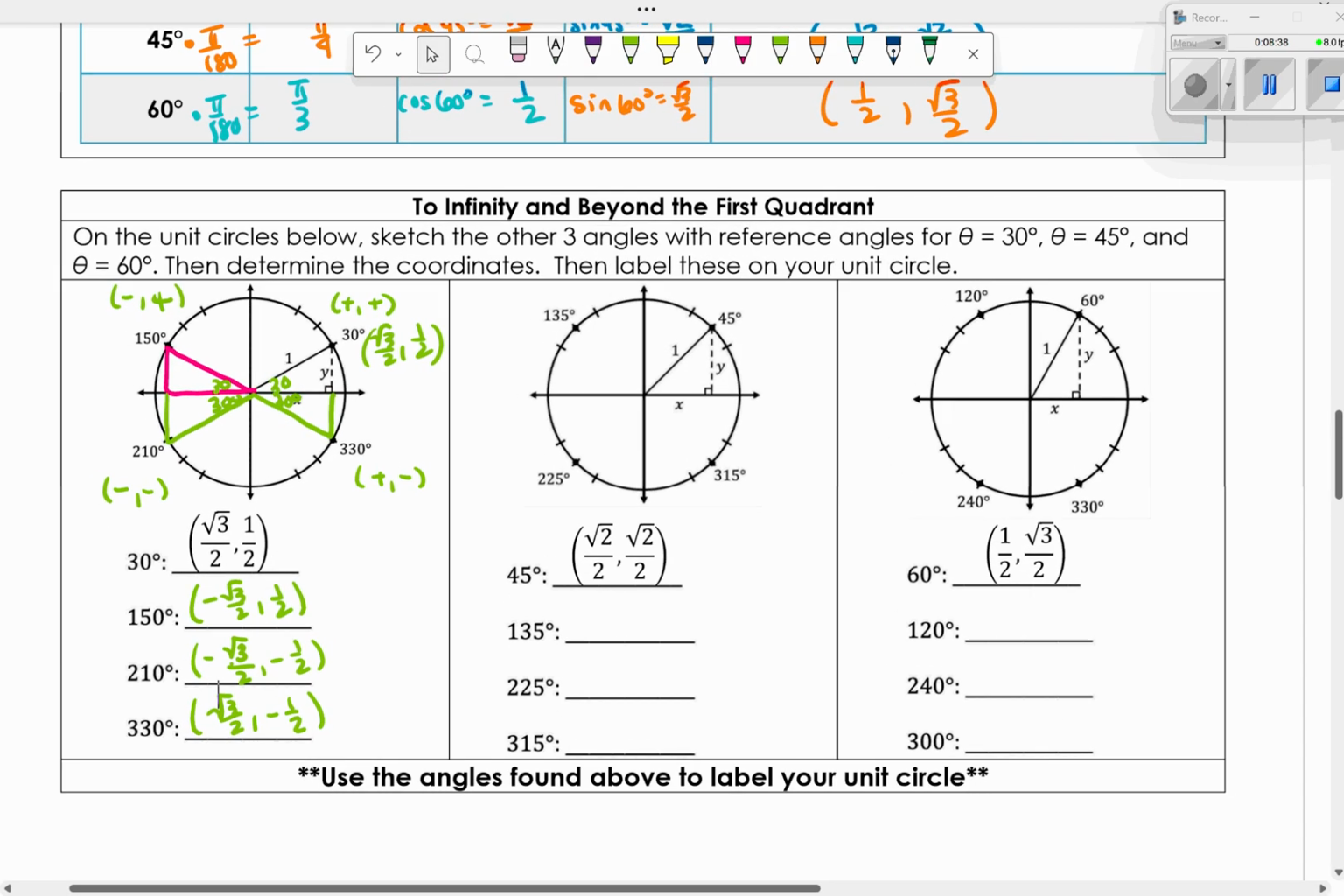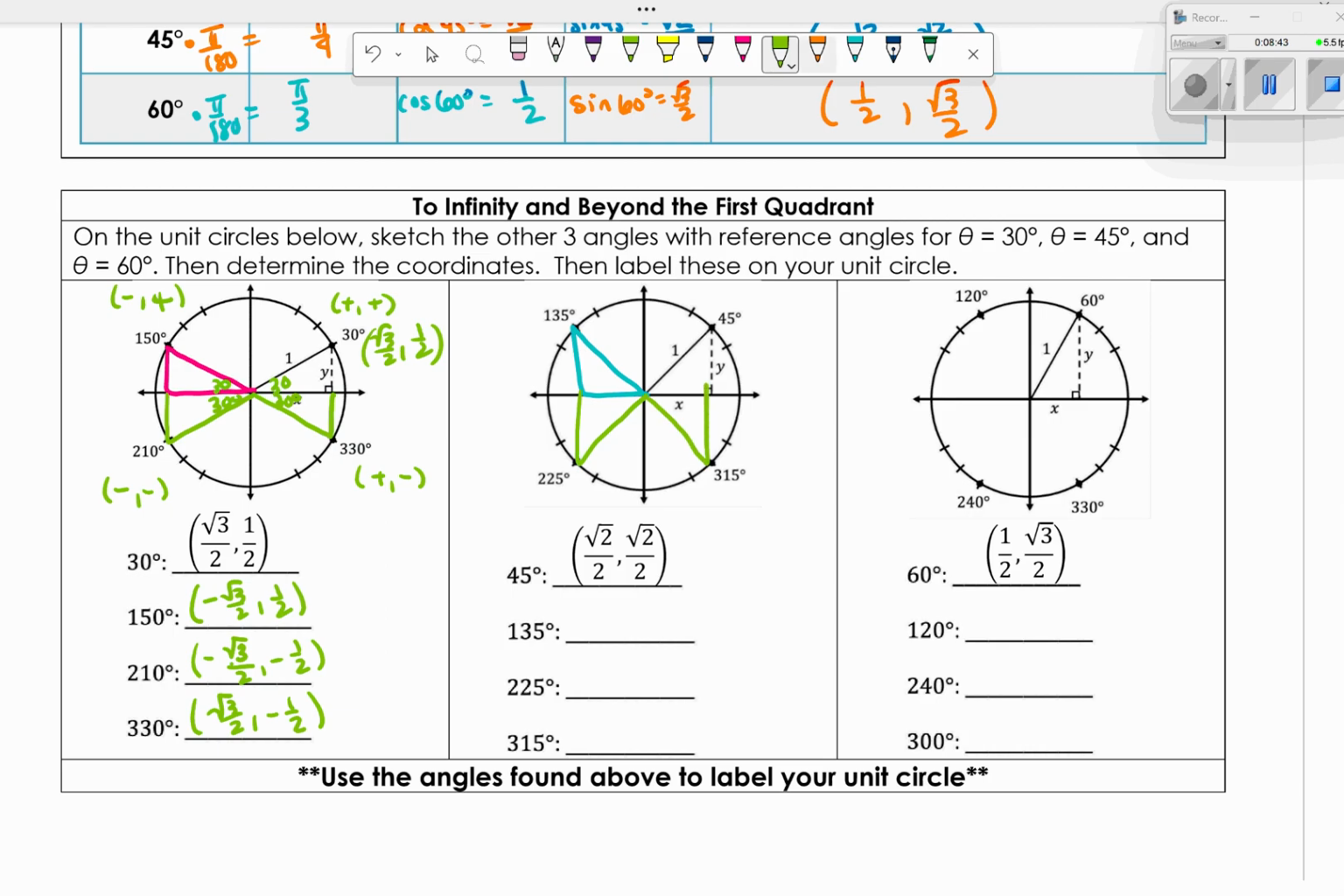So same thing for 45 degrees. This would be a 45-degree reference angle for each of these, and so that's using the root 2 over 2. In quadrant 2, which is 135 degrees, it would be negative root 2 over 2, positive root 2 over 2. And then in quadrant 3, it would be negative, negative, so negative root 2 over 2, negative root 2 over 2. And then in quadrant 4, it would be root 2 over 2, negative root 2 over 2.